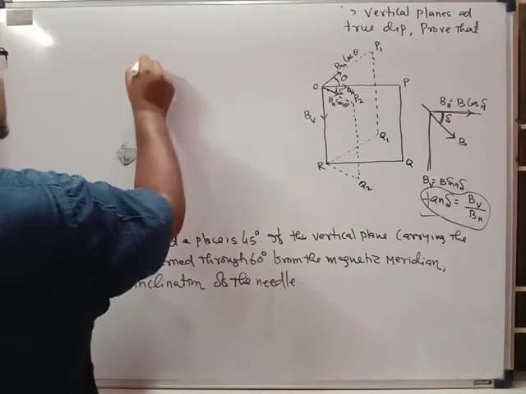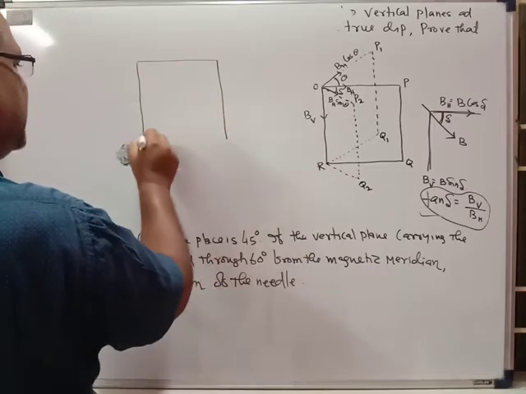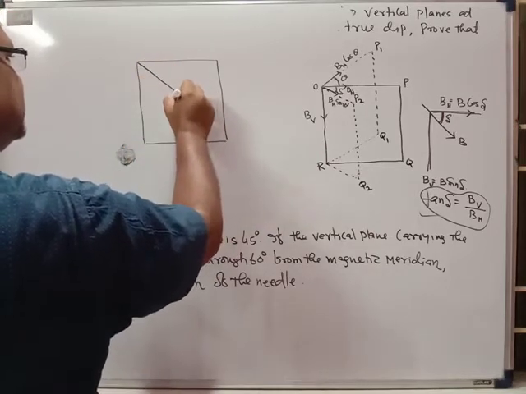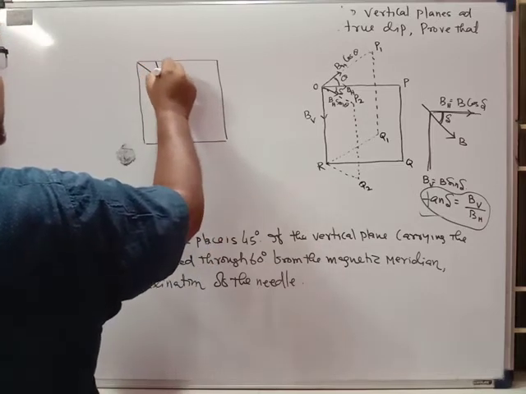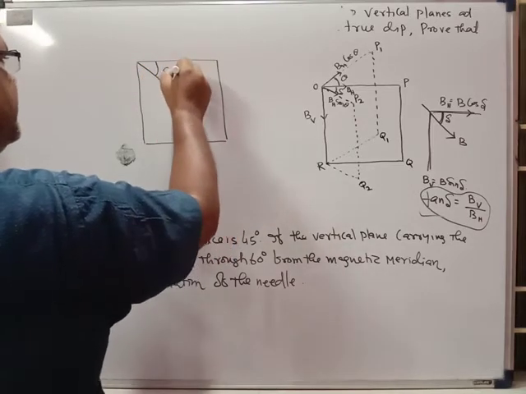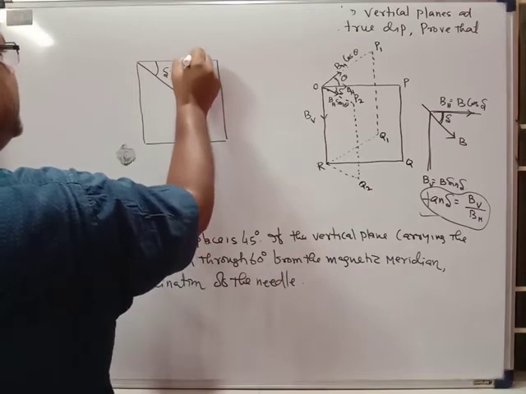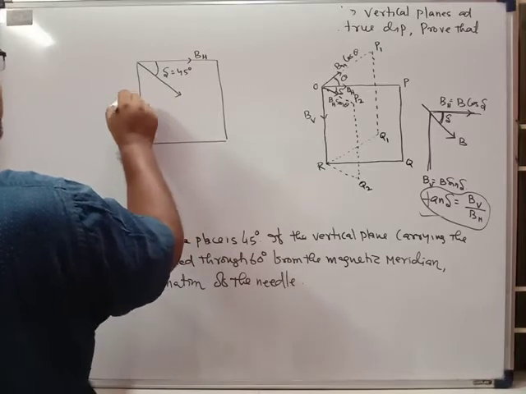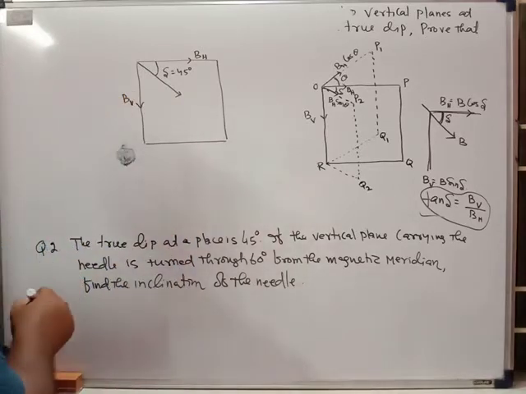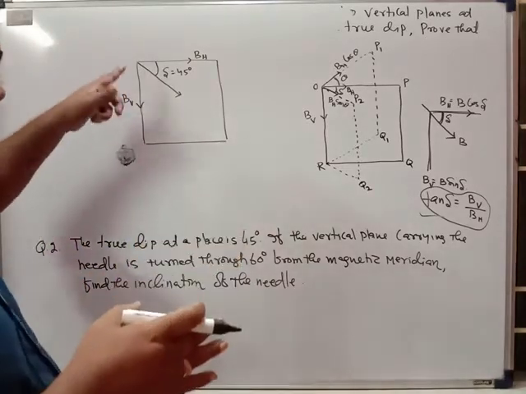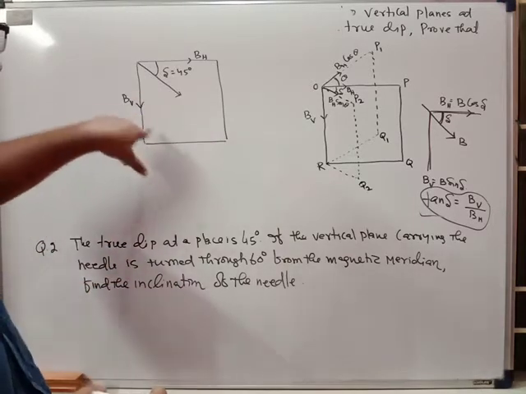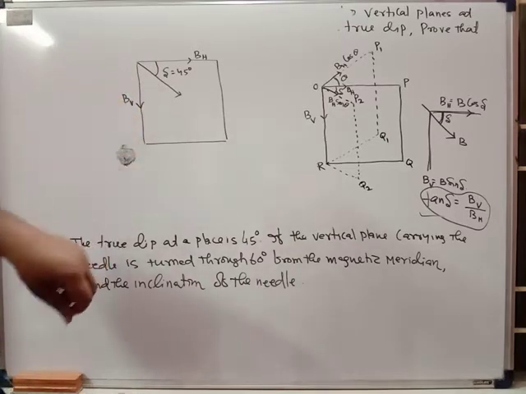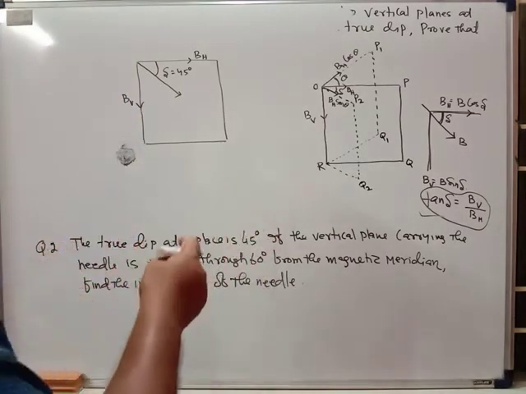True dip, we are getting the true dip here. This is the magnetic meridian, and that is the delta, and that is given, it is 45 degree, and this component will be the BH and this component will be the BV, and this plane, that is the needle, because the plane is lying on the magnetic meridian, and that plane is turned to 60 degree.